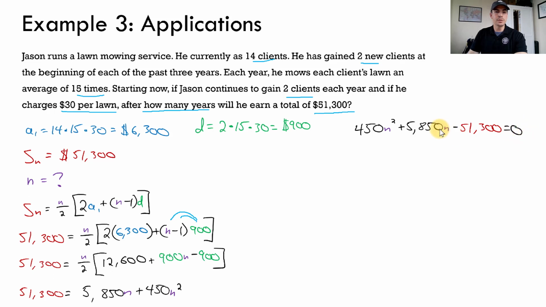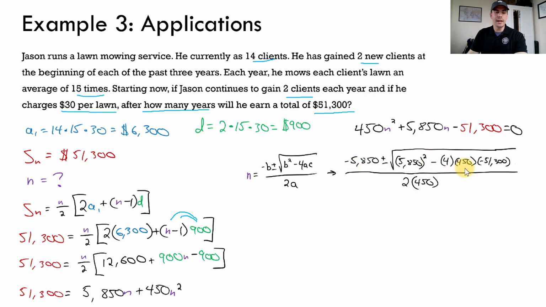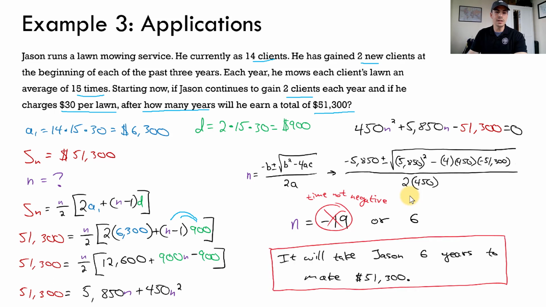So to solve this, we would just go ahead and use our quadratic formula, right? And we would get something like this. So I would get n is equal to negative 19 or 6. Now think of it, n is the number of years it'll take him to earn a total of $51,300. So that is a time value, right? How many years? We're not looking back in time, we're looking forward in time. So time is not going to be negative in this case. So it's going to take Jason 6 years to make $51,300.